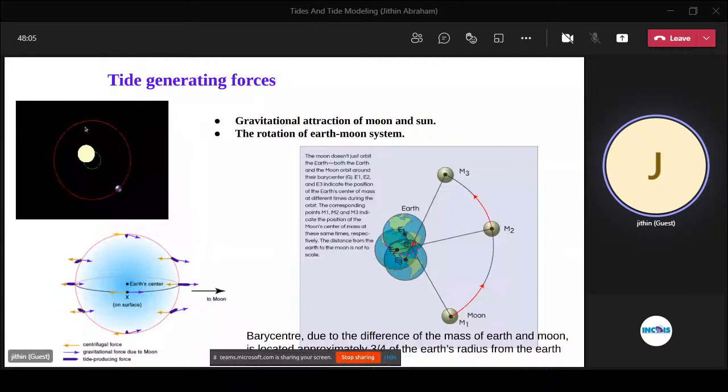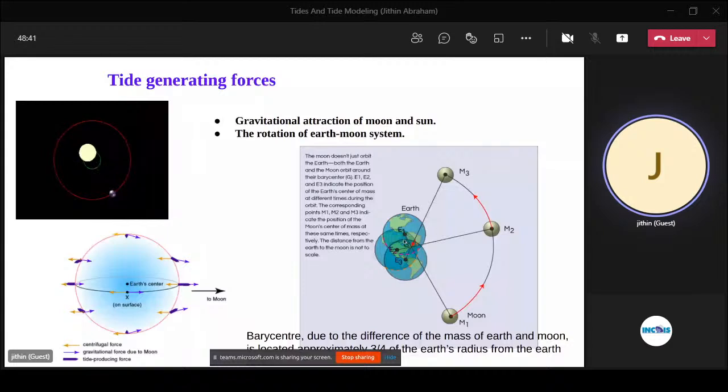So this creates a centrifugal force. This motion will be balanced by the centrifugal force and the gravitational force between the Moon and Sun. Here, when the Moon revolves around the Sun, we can see that this Earth-Moon system revolves around this barycenter.